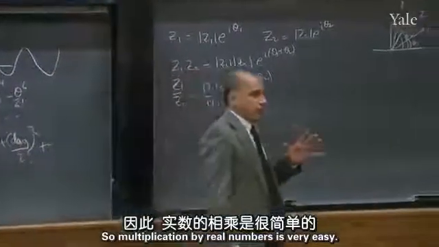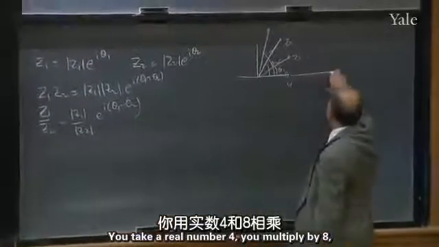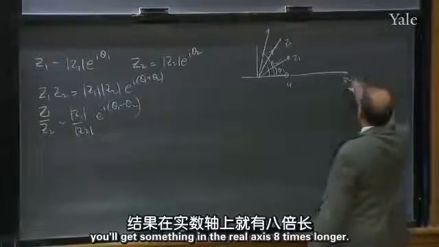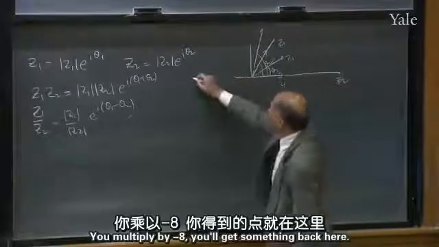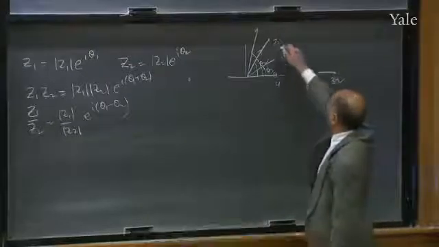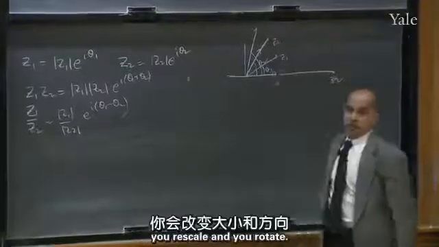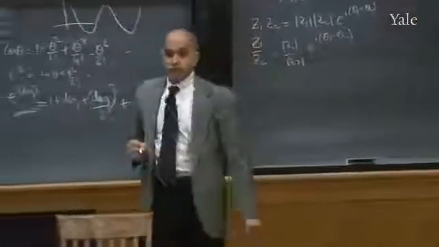So multiplication by real numbers is very easy. You take a real number 4, you multiply it by 8, you get something on the real axis 8 times longer. You multiply by minus 8, you get something back here. With complex numbers, you take a number, you multiply another number, you rescale and you rotate. That's what I want you to know. That's going to be very important for what I'm saying.